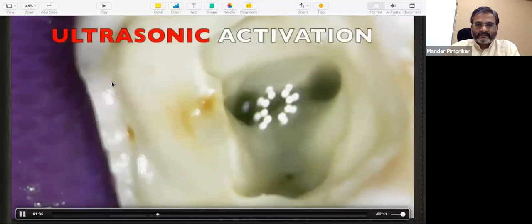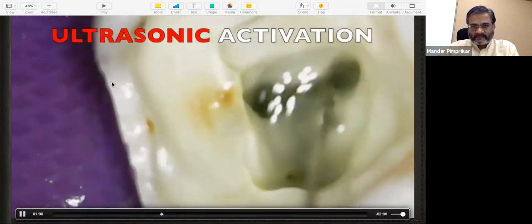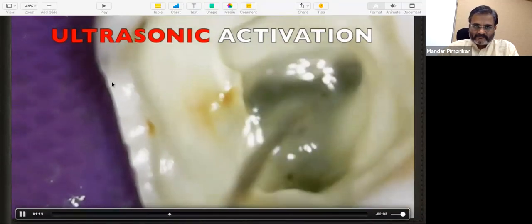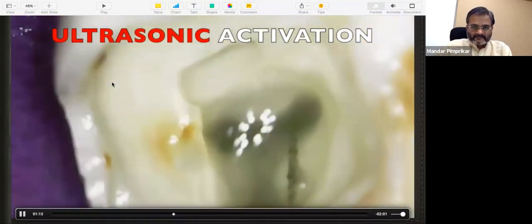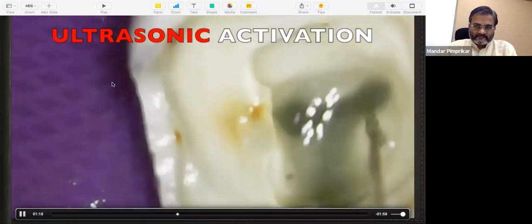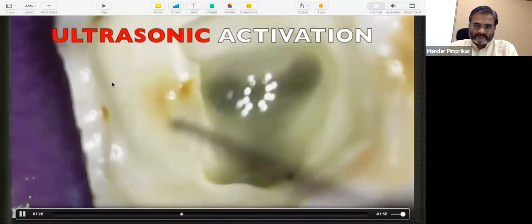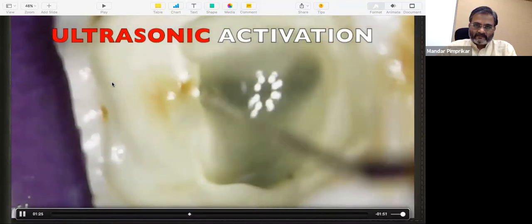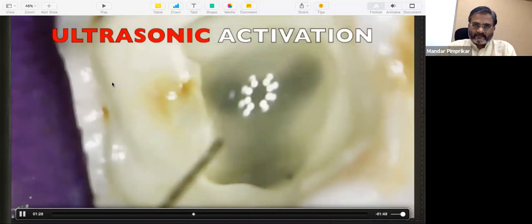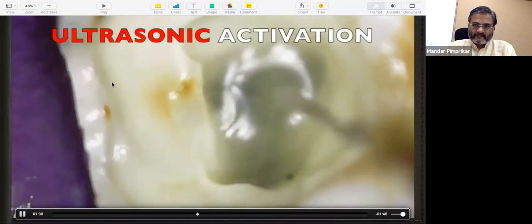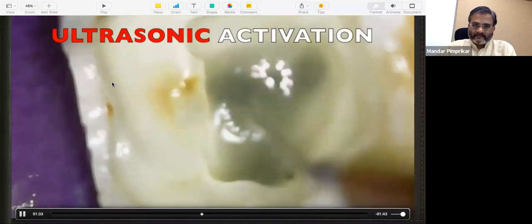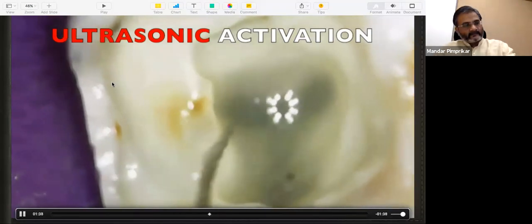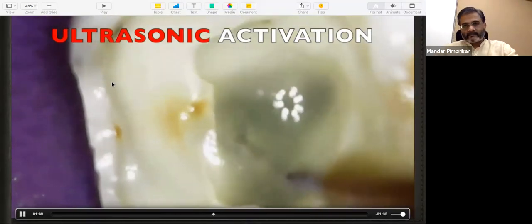The next form is the ultrasonic activation. Typically, a metal tip which is mounted on an ultrasonic scaler is allowed to vibrate in the prepared root canal system, which is filled with the irrigant. Although this produces good cavitations, the metal tip is difficult to work around curved canals while it is vibrating. It may alter the normal canal anatomy.